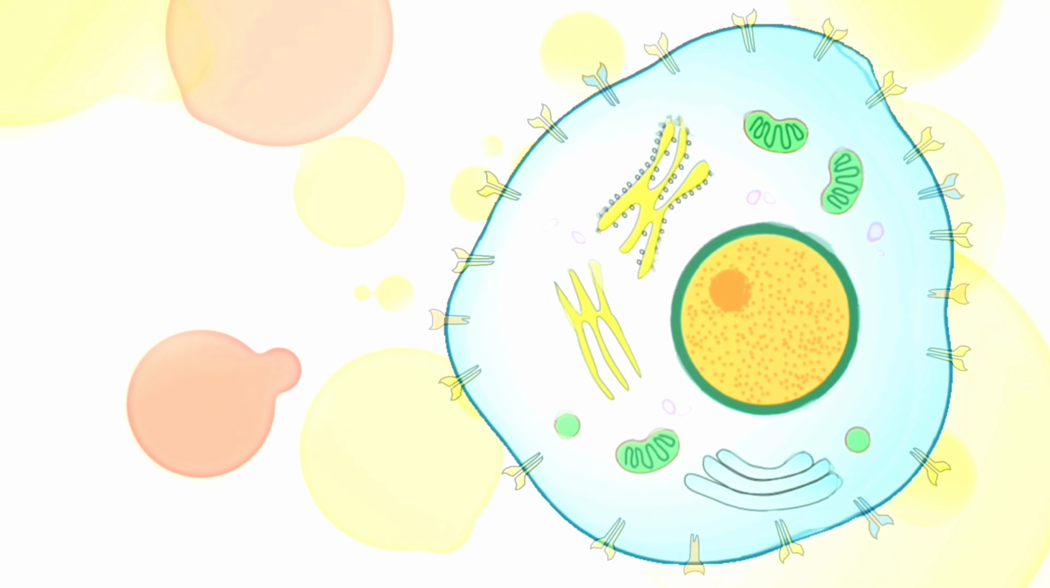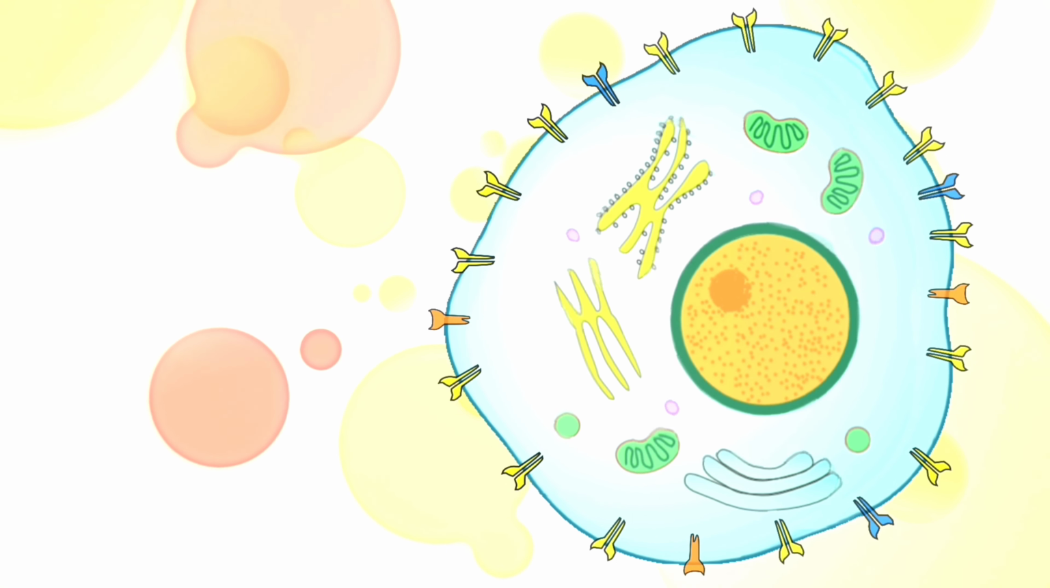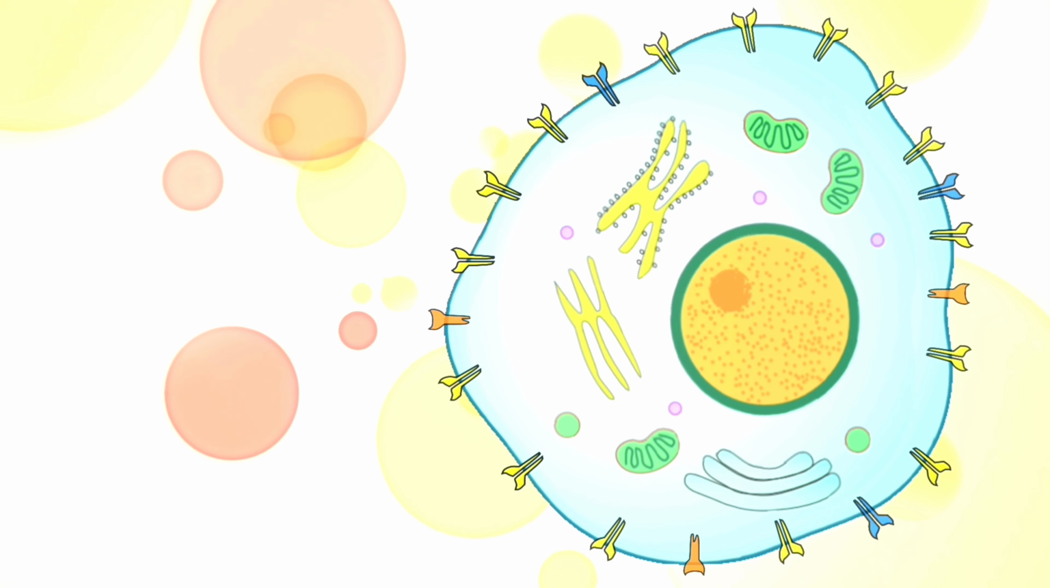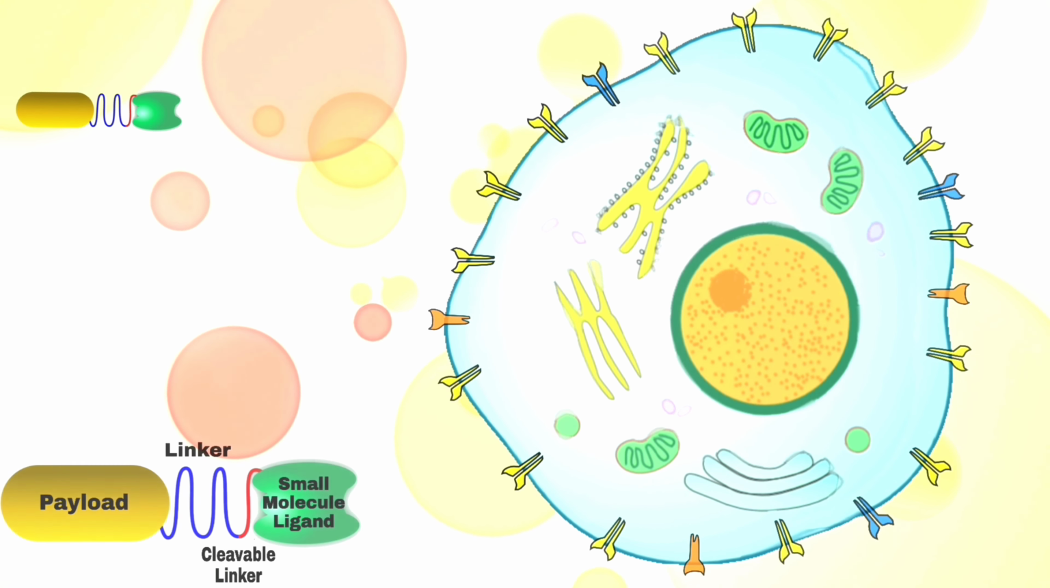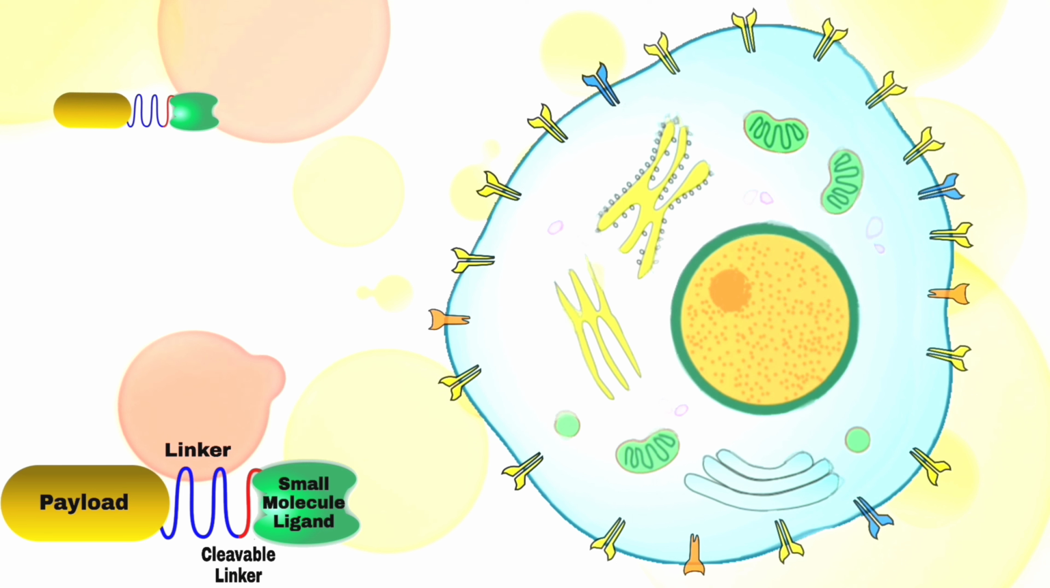This is a representative image of a cell. We can see there are different types of receptors present in the cell membrane. However, our conjugate is selective to cancer cell receptors. Our conjugate consists of 4 essential components. 1. Payload. 2. Small molecule ligand. 3. Linker. 4. Cleavable linker.